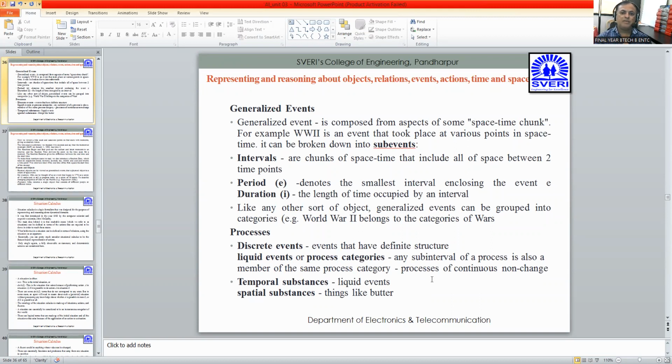So this is an event. We have broken World War II into different sub-events. In these sub-events, there is a space-time, there is a time, and the space between two time points is called the interval.